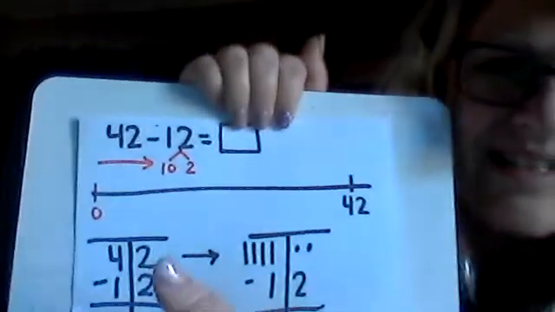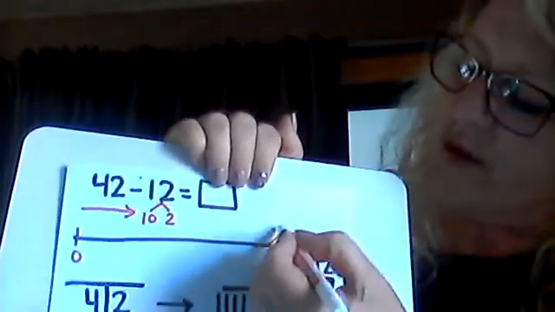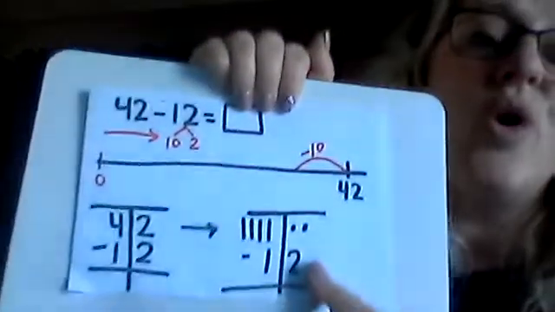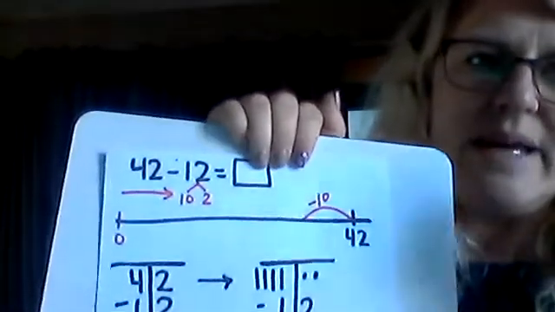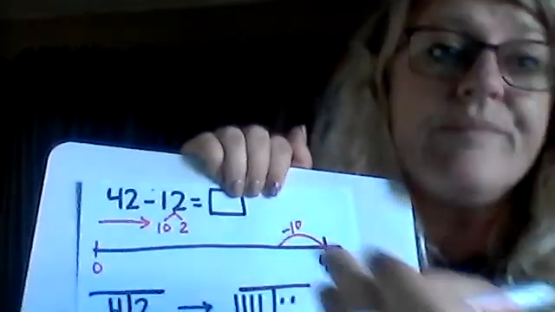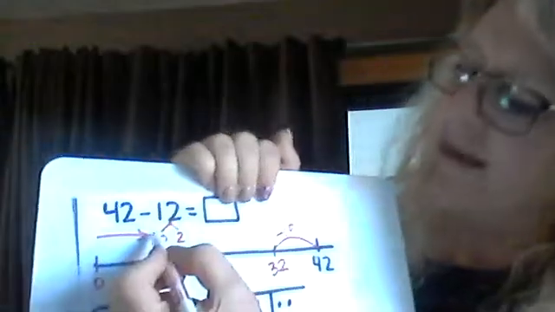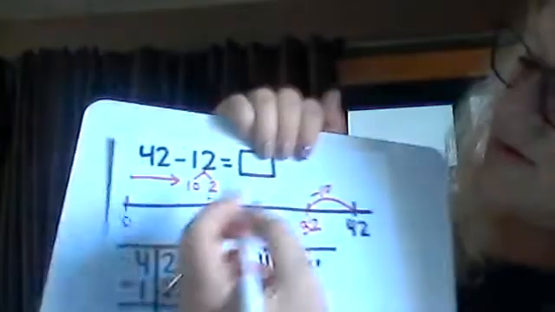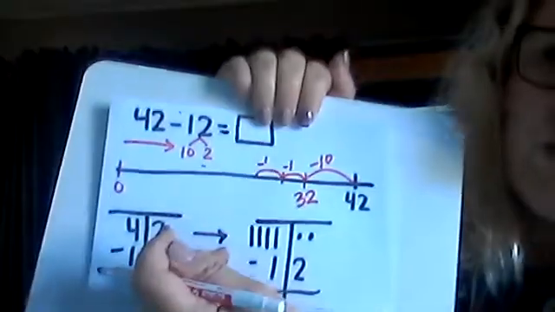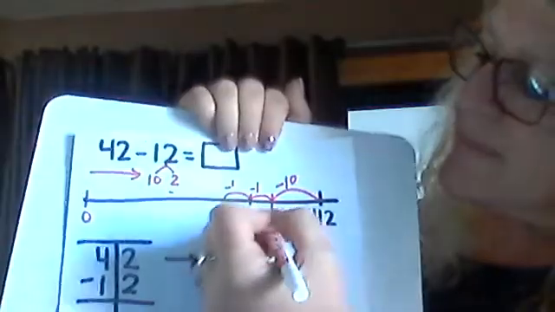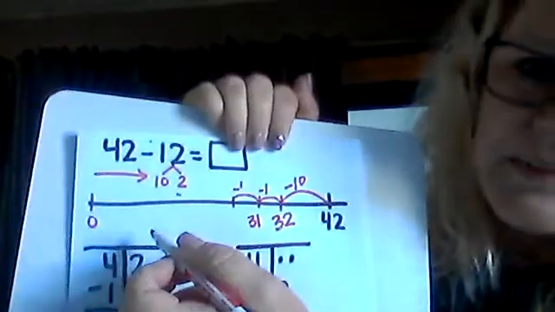12 is 10 plus 2. So first, we're going to take away 10. Oh man, counting backwards. So 42 take away 10. 42, 32. And now we're going to take away 2 more. 1, 2. 32 take away 1. 31 take away 1. 30.